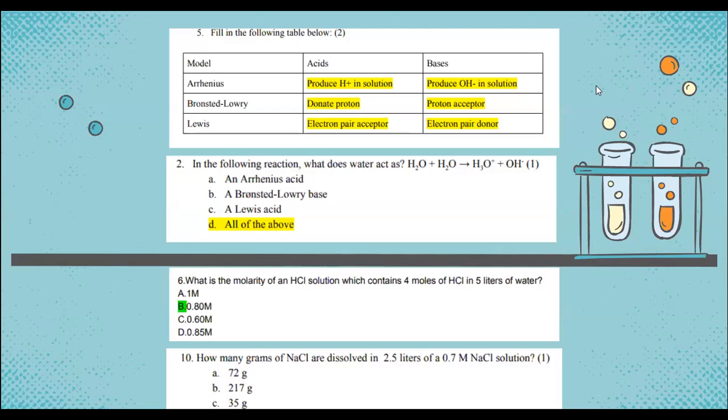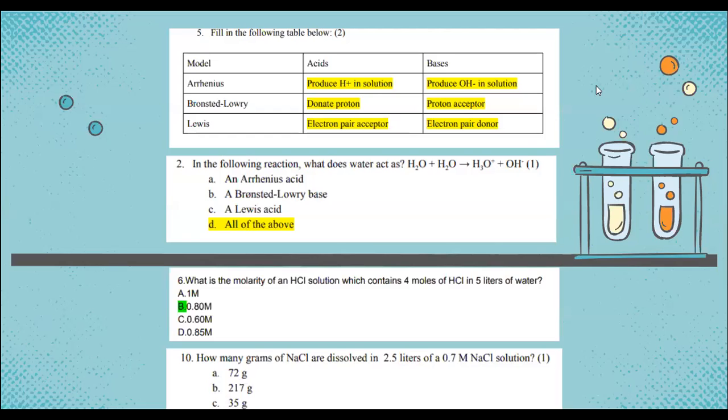The ones below would be examples of aqueous solution questions. So the first question, number 6: what is the molarity of an HCl solution which contains 4 moles of HCl and 5 liters of water? Molarity is moles over liters, so this question is very straightforward, because all you do is 4 moles divided by 5 liters, which is 0.8. So 6 would be B. And then number 10 would be a bit more complex. Not really, but it's a bit more complex than number 6.